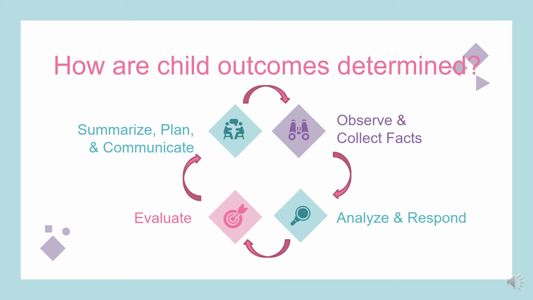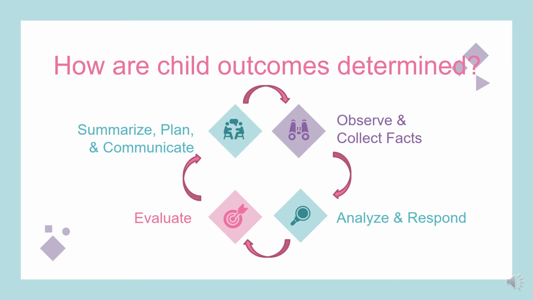And then we take that information and we summarize, plan, and communicate. That looks like taking that information and pulling a report on TSG and asking ourselves, how am I going to group my students for small groups? We might ask ourselves, where do my children need more support? What objectives do I need to look at more closely and plan for? Or we may look at our information in TSG to determine where we need to upload more evidence of learning.